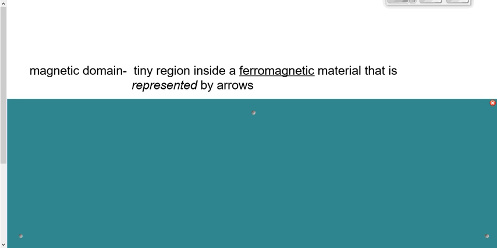It says it's a tiny region. A magnetic domain is a tiny region inside a ferromagnetic material that is represented by arrows. Well, there's a couple of things in here that I think I need to clarify before you really understand what I'm talking about here. One is the word ferromagnetic. A ferromagnetic material is a material that can become magnetized.